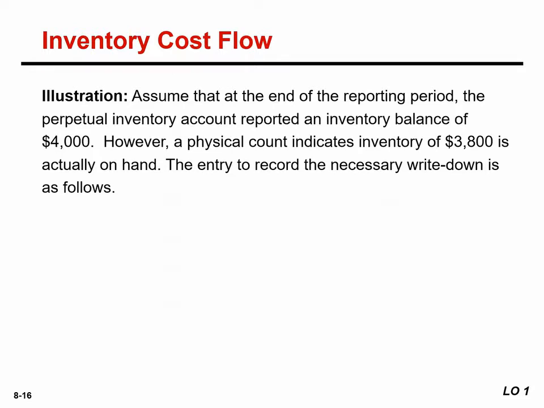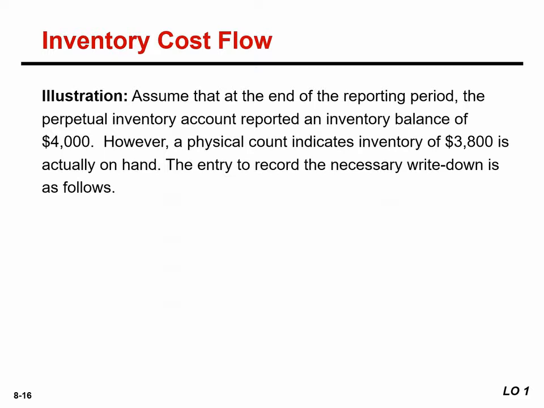Assume that at the end of the reporting period, the perpetual inventory account reported an inventory balance of $4,000. However, a physical count indicates that only $3,800 is actually on hand. So the entry to record the necessary write down is as follows. The record shows an inventory balance of 4,000, but the actual count shows inventory of 3,800.